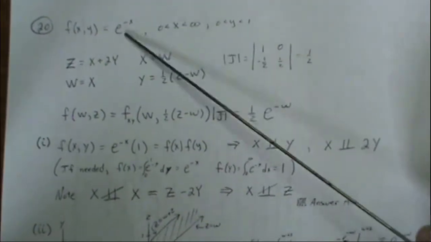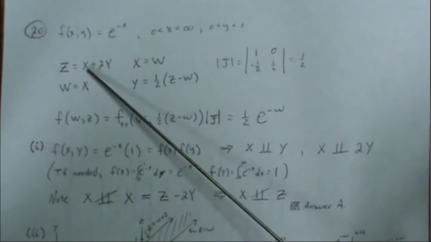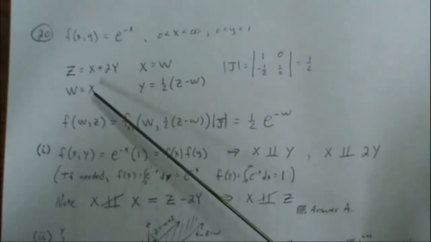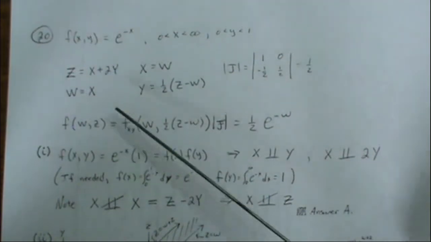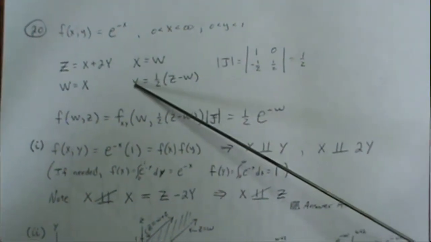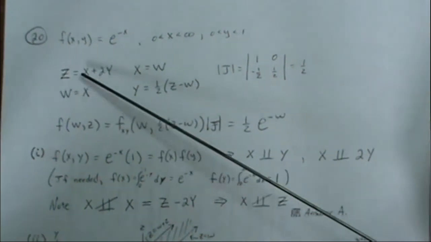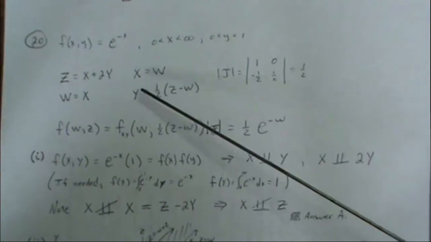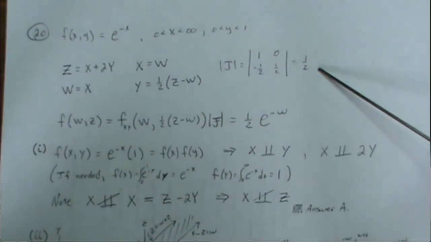So here, this is our joint density, and we're interested in z, which is x plus 2y, and x, which I'm just going to call w to make my notation a little easier. So we're going from xy space, which is R2, and we have to map to R2. And when we do that, we set it up like this. So the Jacobian of the transformation is 1/2.